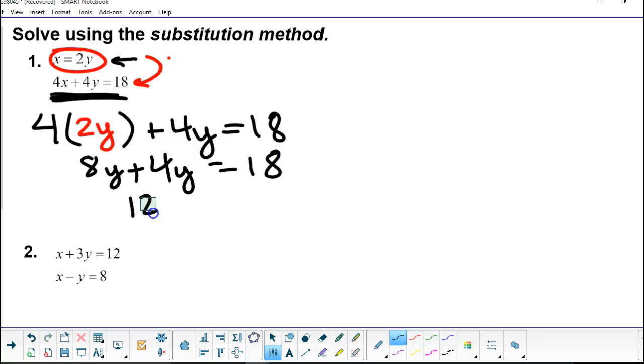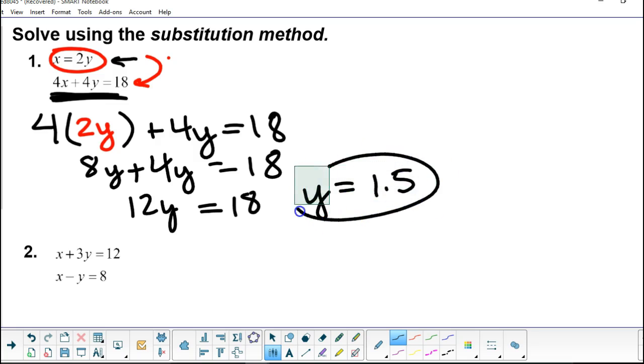And that means 12y equals 18. So if we take that and work it out, we see that y is equal to 18 divided by 12, and that is going to be 1.5, or 3/2.